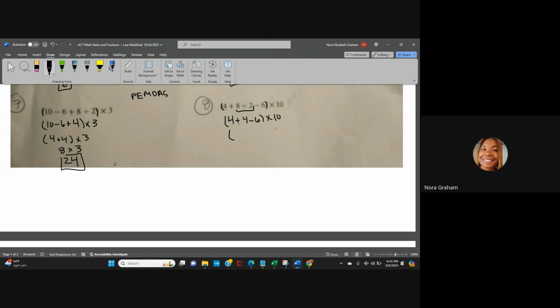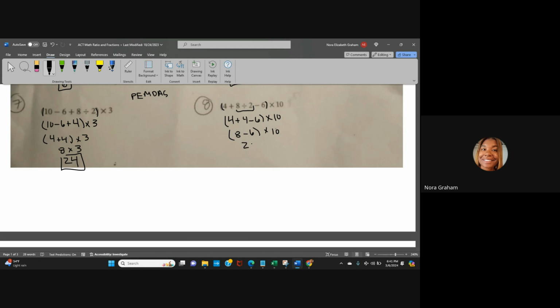Now I'm going to do 4 plus 4. That's 4, 5, 6, 7, 8. Minus 6. Okay. Times 10. Now I'm going to move from left to right, just 8 minus 6. That's going to give me 2 times 10.